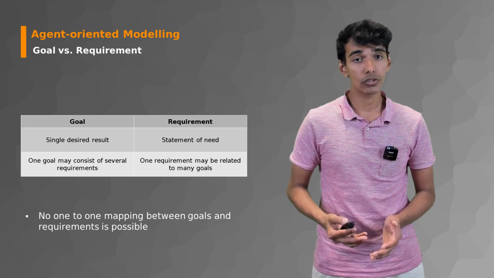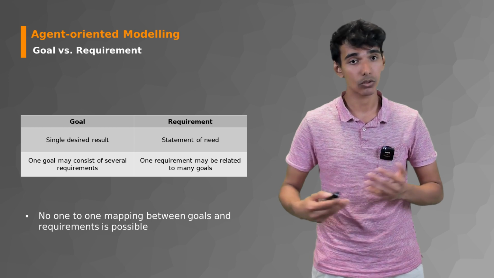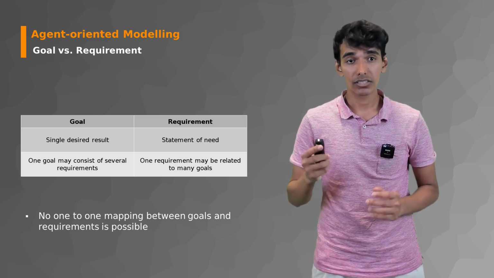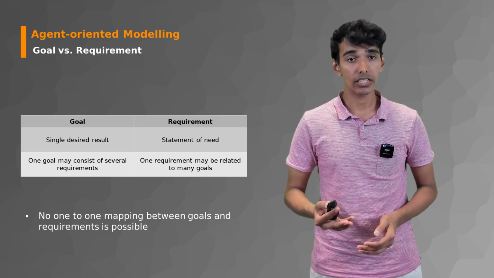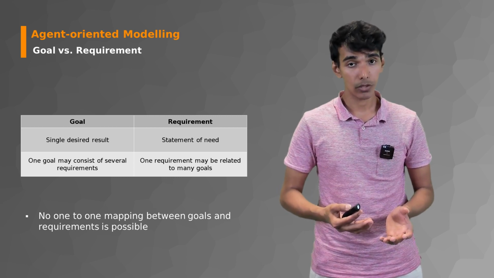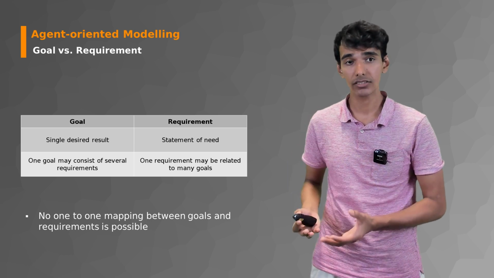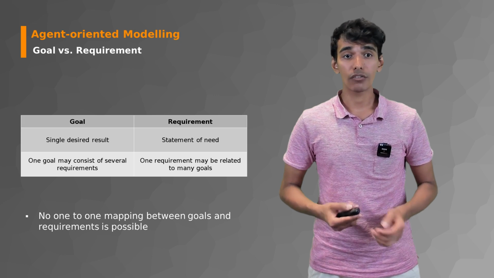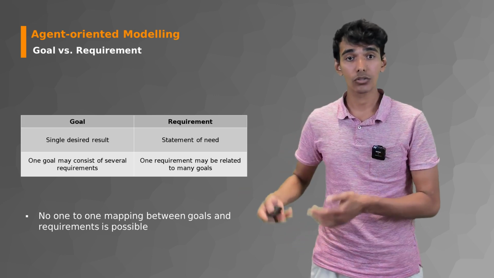We mentioned before that there's a similarity between goals and requirements, especially between the sub-goals and having functional and non-functional, but there are some key differences. Goals are generally a single desired result of your system, whereas a requirement is a statement of need, so what your system needs to satisfy the goals. A goal may consist of several requirements, but a requirement may be related to various other goals.